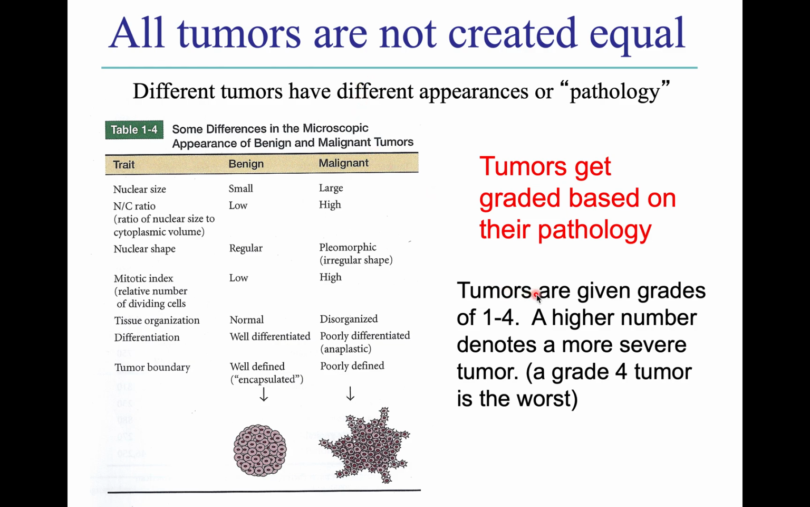And so tumors get this grade of 1 through 4, where a higher number is worse, meaning a more severe tumor. And what are they looking at to try to determine that grade? Well, you can see some of those things in this table here. So look at the size of the nucleus in those cells. What's the ratio of the nuclear size to the volume of the cytoplasm? What's the shape of the nucleus? Basically, what's the number of dividing cells? What's the tissue organization look like? How differentiated are the borders of the tumor, the boundary, etc.